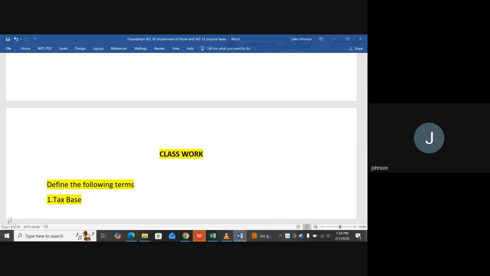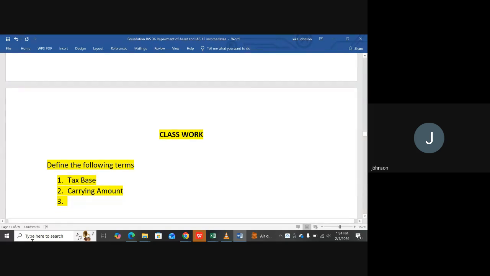Number two, sorry, let me do something like this. Yeah, I need to put a space here. Right, fine. So number two, what is the tax base? Then number two, carrying amount. Carrying amounts. I'm so loving this our class. Number three, temporary difference.